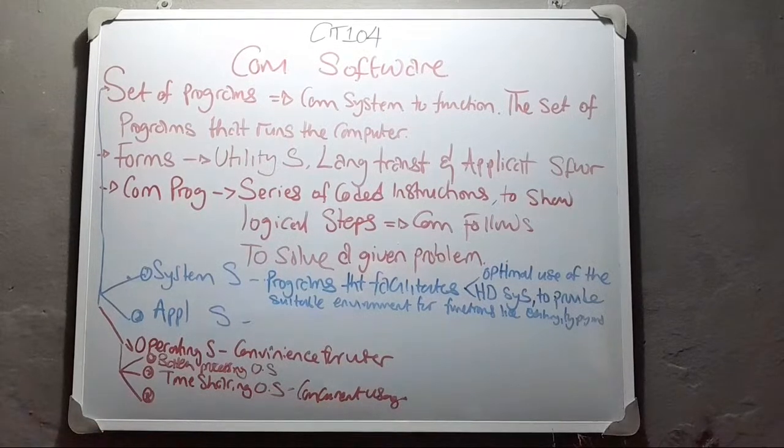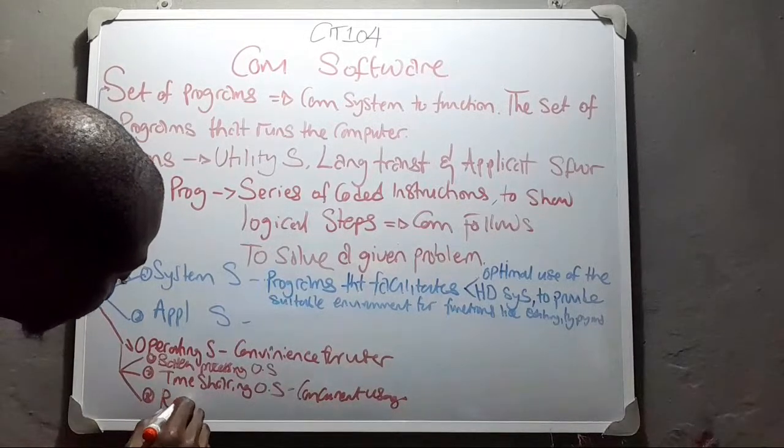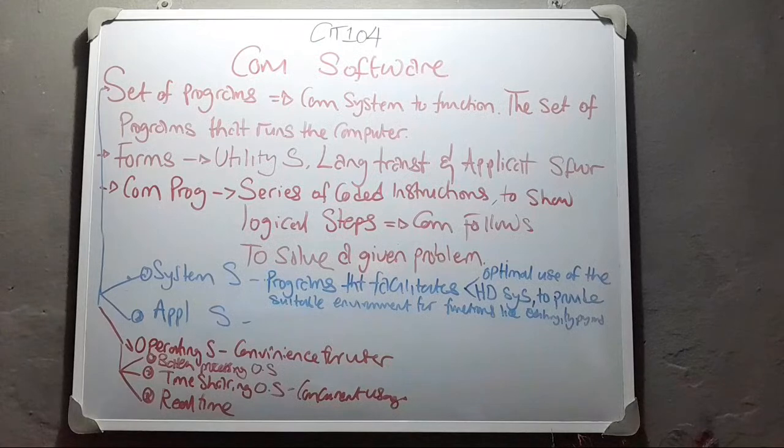And we have the real time operating system. Now, this is the third class of operating system. The real time system is designed to service those applications where response time is of the essence in order to prevent error. Now, this is more like a proactive operating system. Real-time operating systems handle things like airline reservation, machine tool control, and monitoring of a nuclear power station.